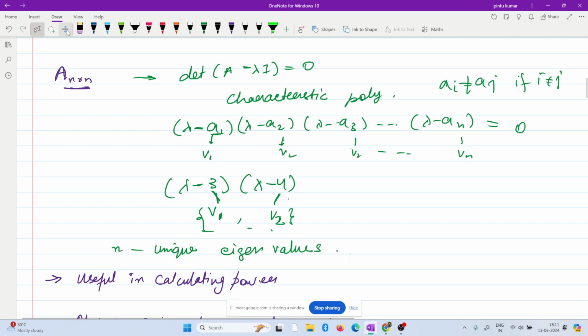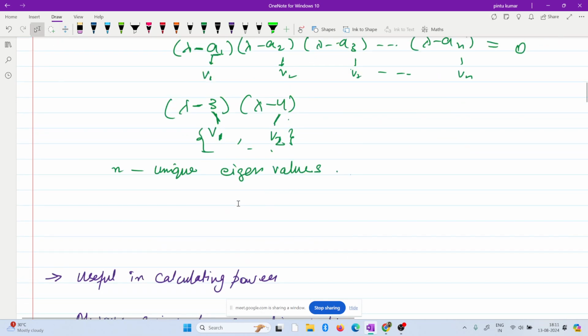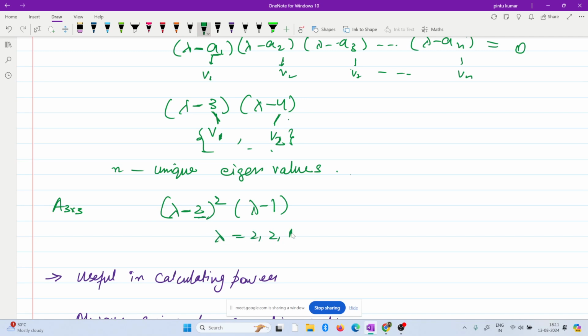Okay, so you need to do checking when you have some repetition in eigenvalues. Let's say A is a 3 cross 3 matrix, and you get your characteristic polynomial something like this. Now your 2 is repeated 2 times, right? So your list of eigenvalues is something like this. Then you will have to check whether corresponding to lambda equal to 2, you have one linearly independent eigenvector or you have two linearly independent eigenvectors.